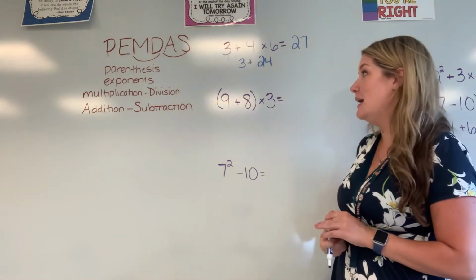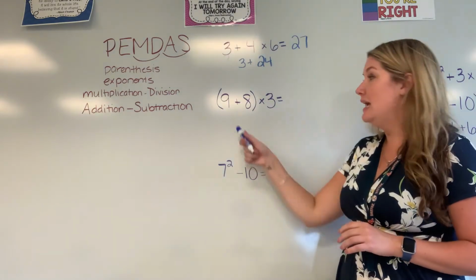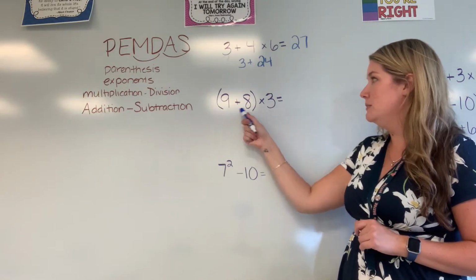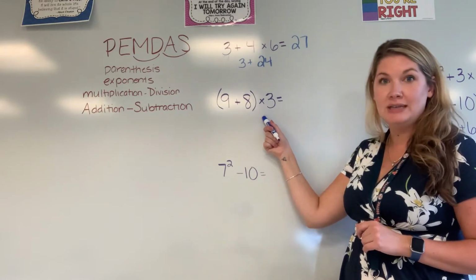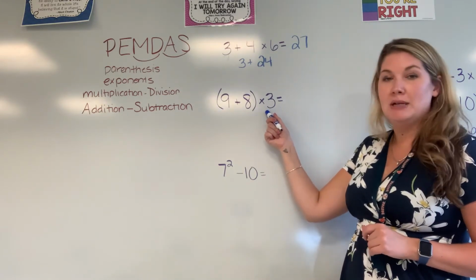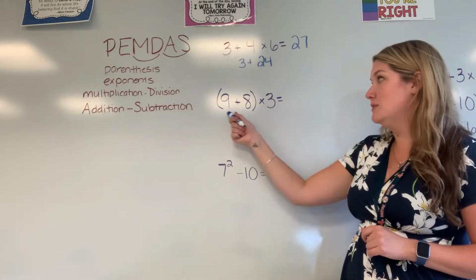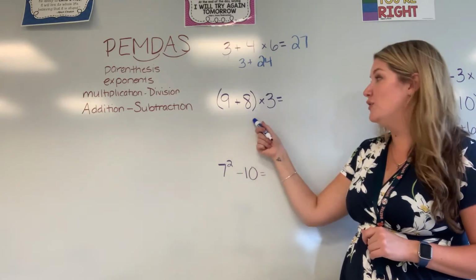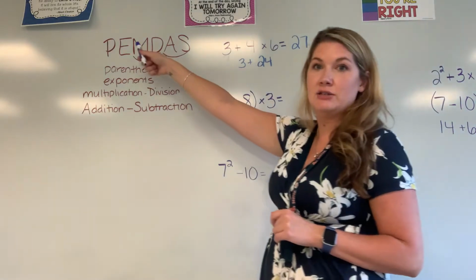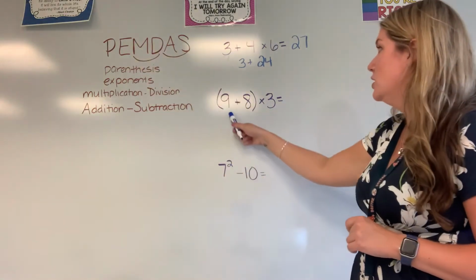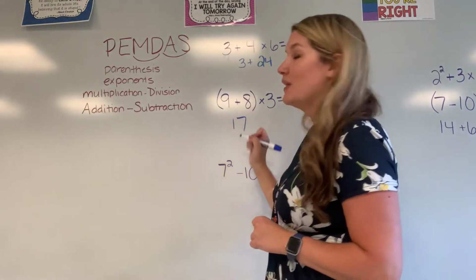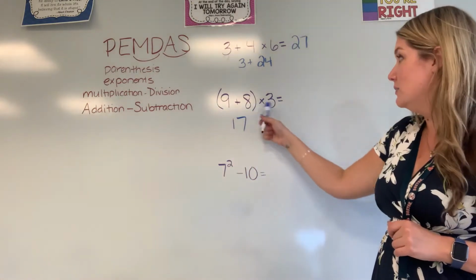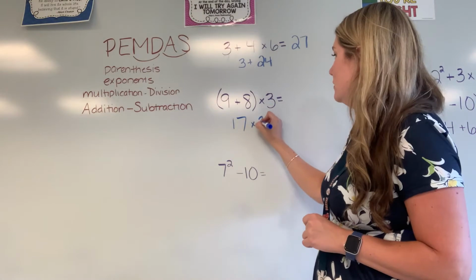On this next one, I have addition, and I have multiplication. I have 9 plus 8 in parentheses, and then a times 3 at the end. Usually multiplication would come first, but because of the parentheses, it means we have to do this first. Whatever is in parentheses has to go first. That's why the P is first. So I would do 9 plus 8 first and get 17. And then I would take whatever that answer was and multiply it times 3.